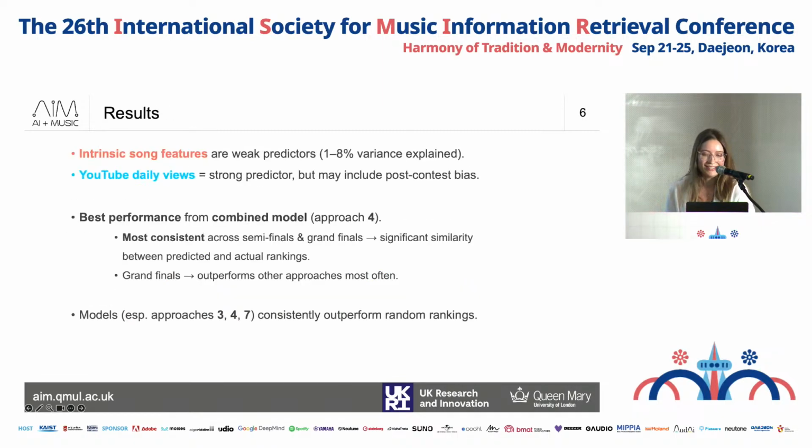So what did we find? Song features alone, audio and lyrics, were weak predictors. They explained very little variance. Public appeal, which was measured by the YouTube views, was a significant factor. However, it was possibly biased due to the post-contest exposure. The best results came from combining all three domains, the song, public, and contest factors, as this approach performed the most consistently across both semifinals, finals, over all the tested years.